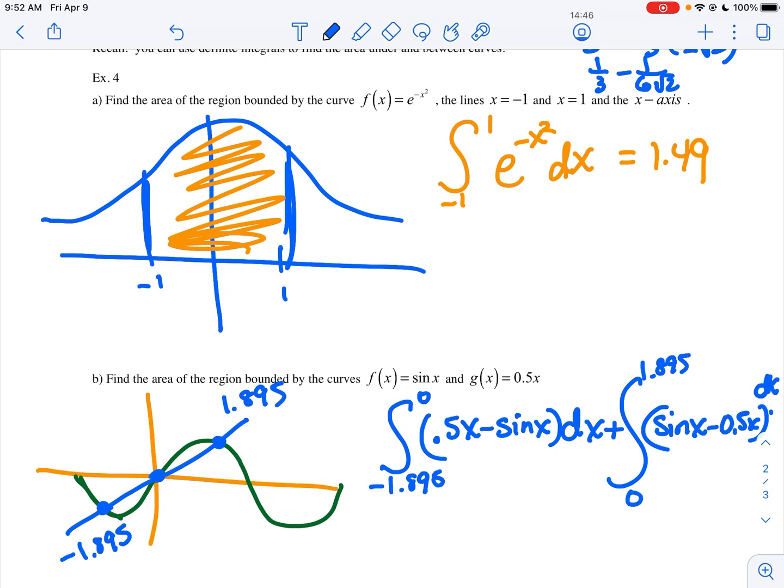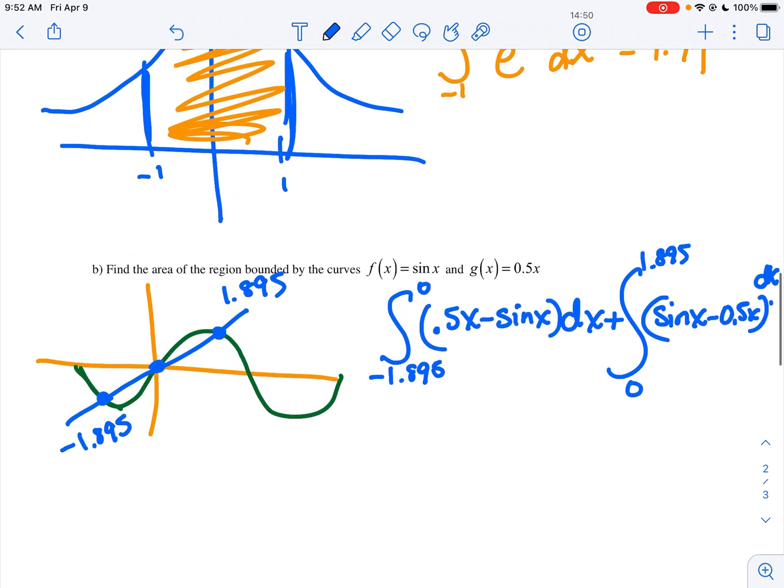All right, go ahead and compute that on your calculator and tell me what you get. I got 0.842.